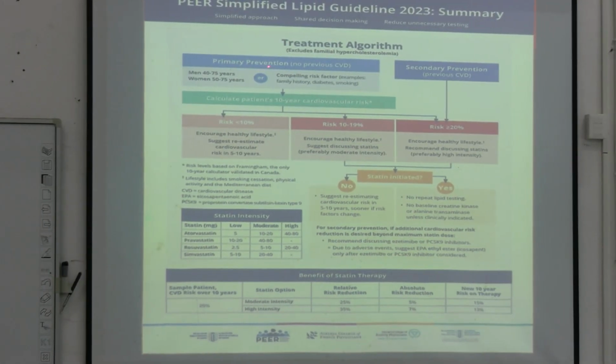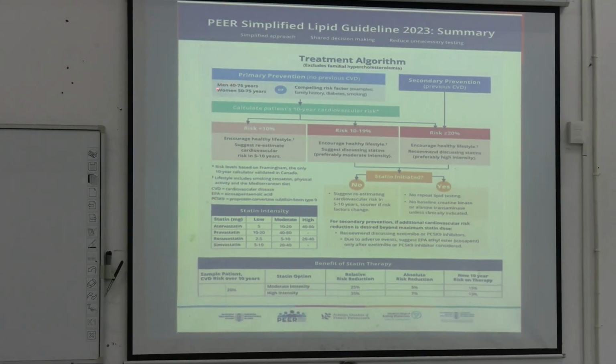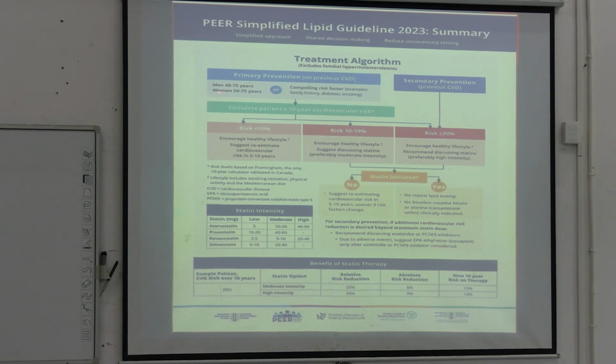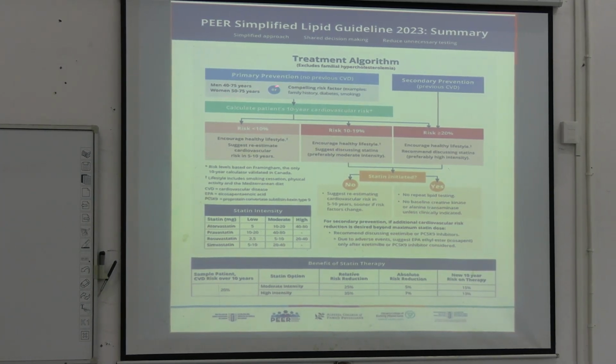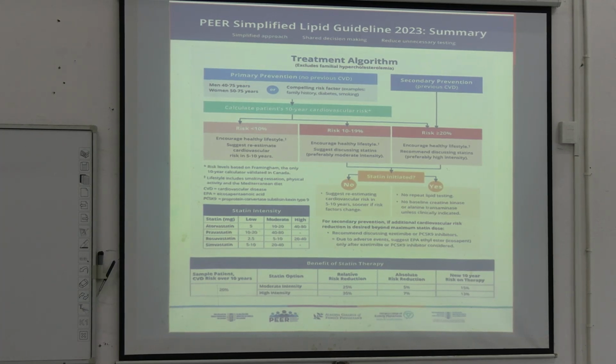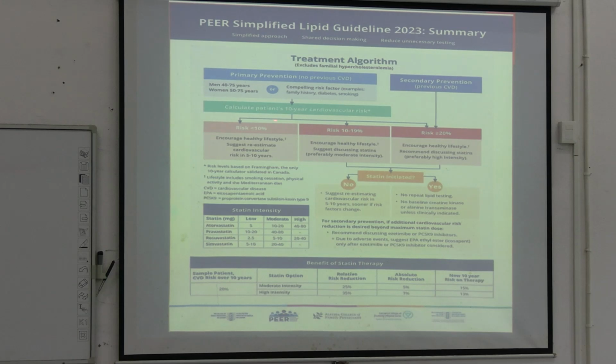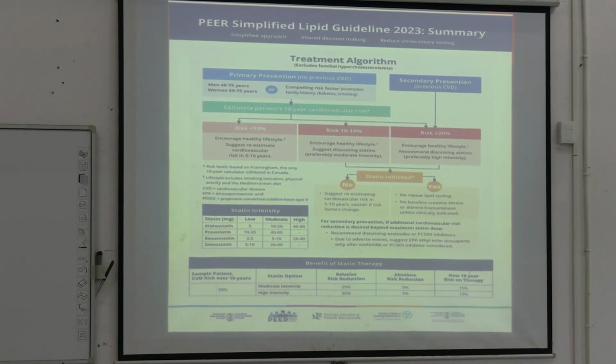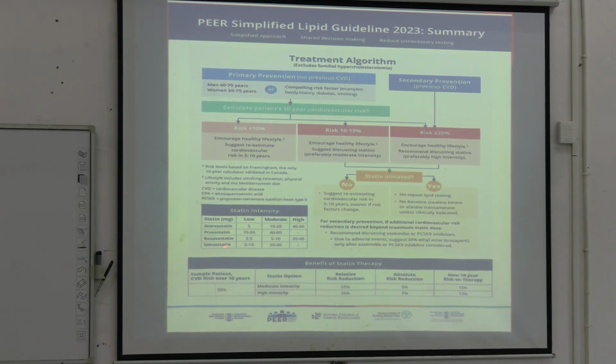Statins are used in primary prevention. This can be used in men from 40 to 70 years and women from 50 to 75 years. We have to calculate the ASCVD risk, that is atherosclerotic cardiovascular risk. If the risk is less than 10%, we advise the patient a healthy lifestyle. We do not start any statin or fibric acid. If the risk is 10 to 19%, we start moderate intensity statin, and if the risk is more than 20%, we can start high intensity statin.